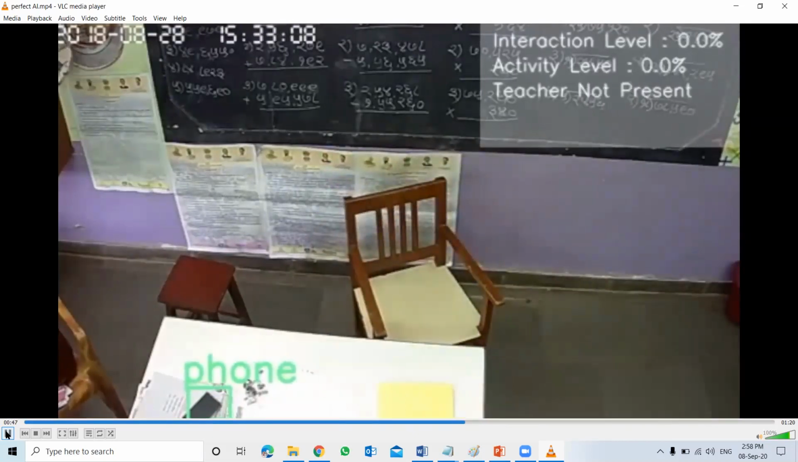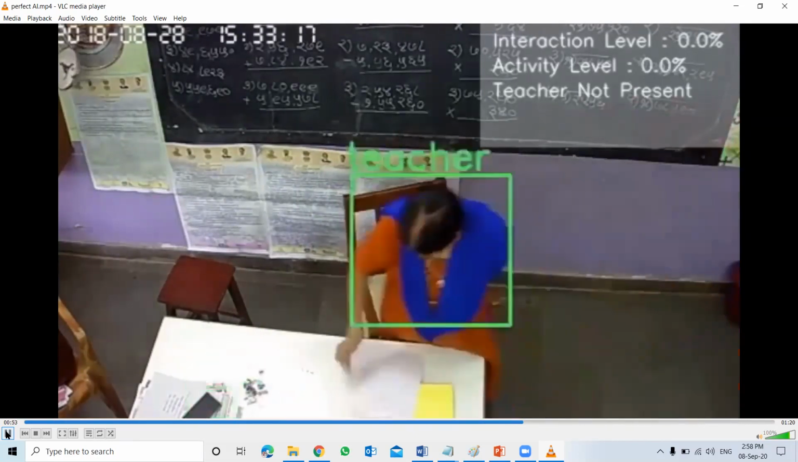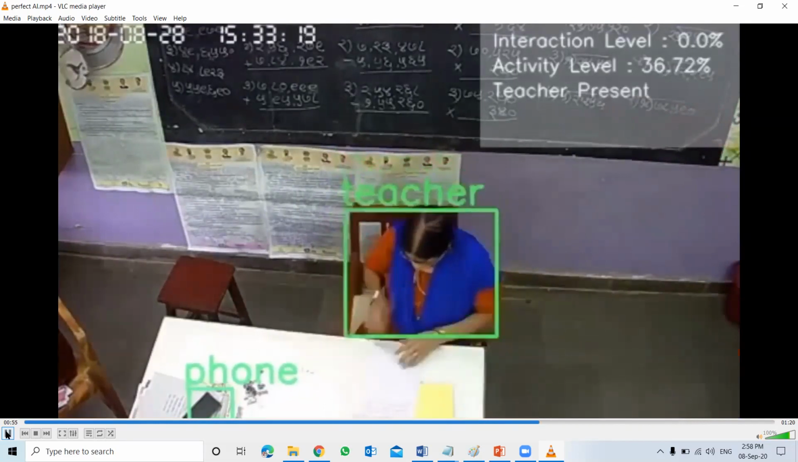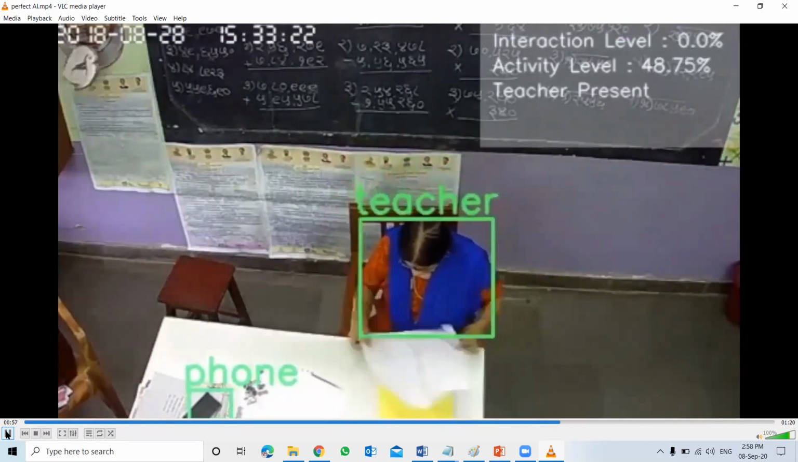So now the teacher is not present. You can see the interaction level. You can check the activity. Now when she comes back, you can change the value. So guys, you can see that 36.72, but again, the interaction is zero.